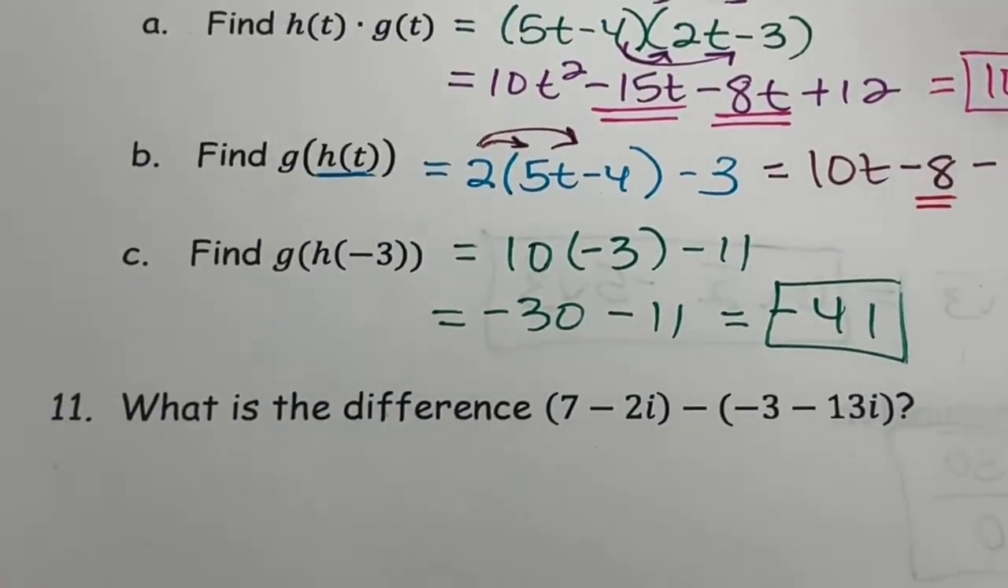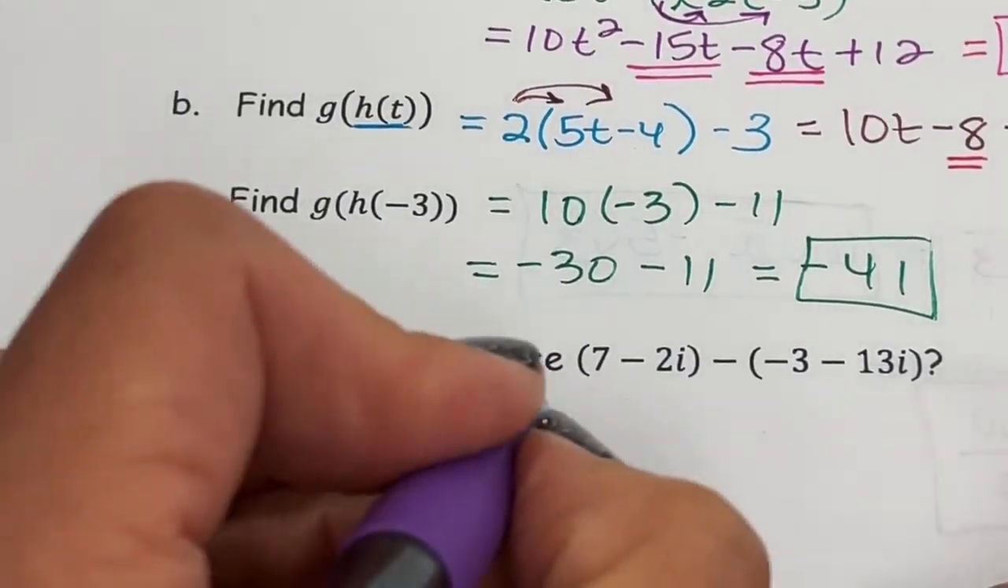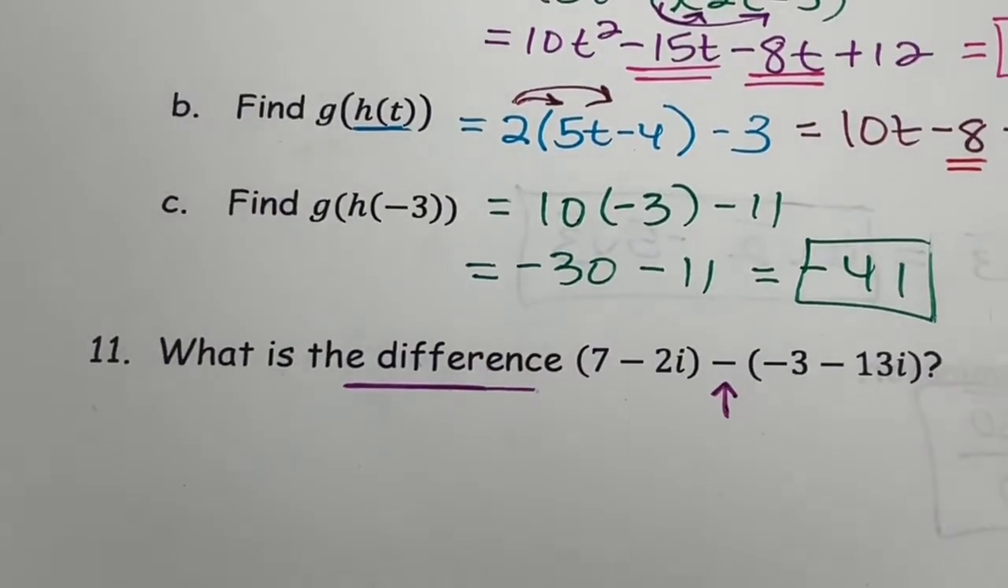Number 11 says, what is the difference? So remember, we are subtracting. They're not next to each other, so we're not multiplying these this time.